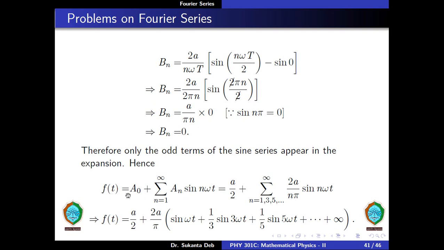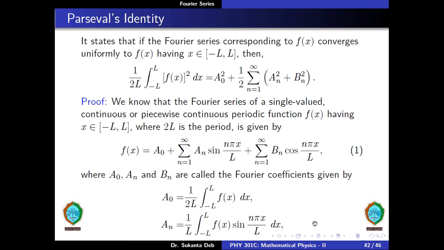So therefore we have f of t is equal to a naught plus summation over n is equal to 1 to infinity of an sine of n omega t. We substitute for the values of a naught, which is equal to a by 2, and now an contributes only for the odd values of n, that means n is equal to 1, 3, 5 and so on. For odd values of n, we know that an is equal to twice a by n pi. So now the final expression of f of t becomes equal to a by 2 plus twice a by pi into sine of omega t plus 1 by 3 sine of 3 omega t plus 1 by 5 sine of 5 omega t up to infinity.